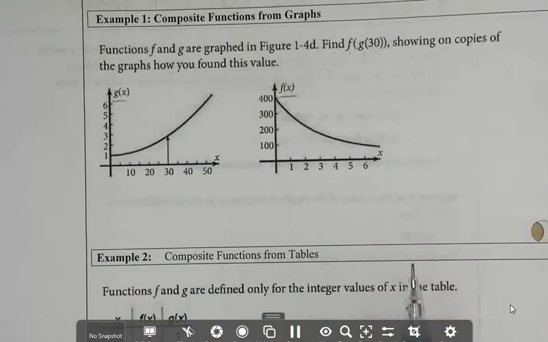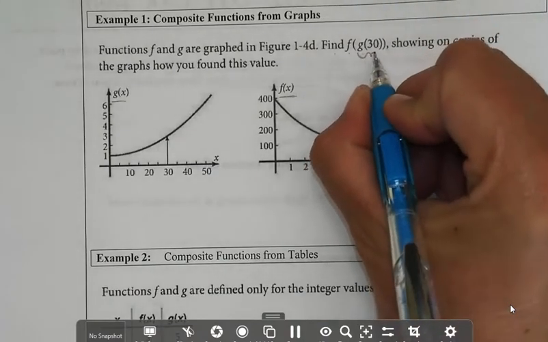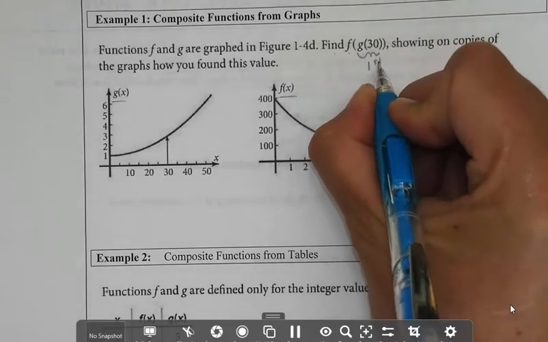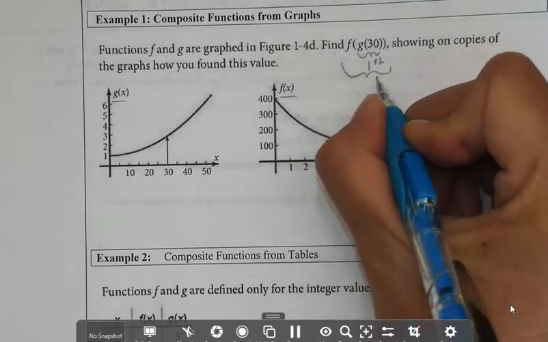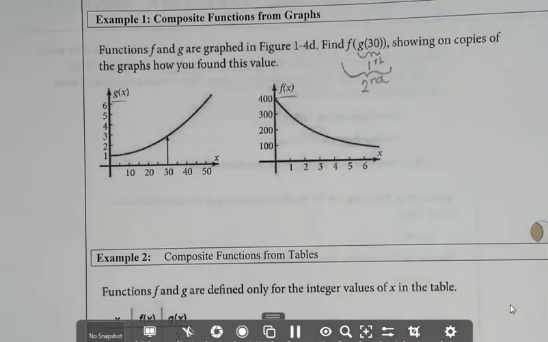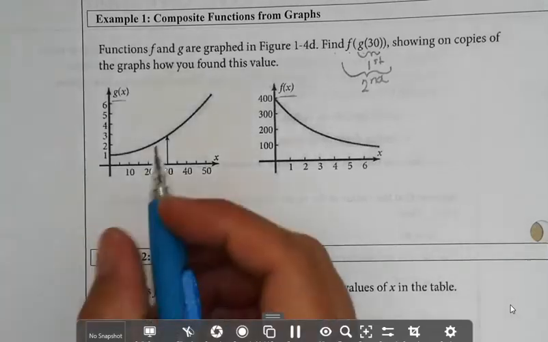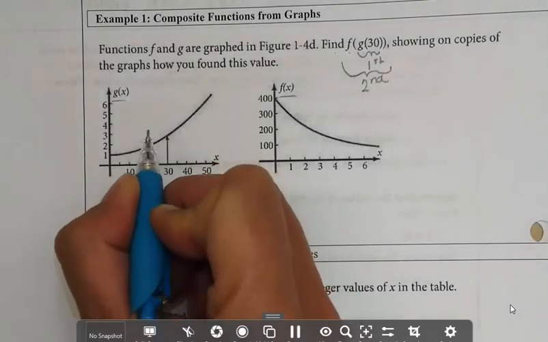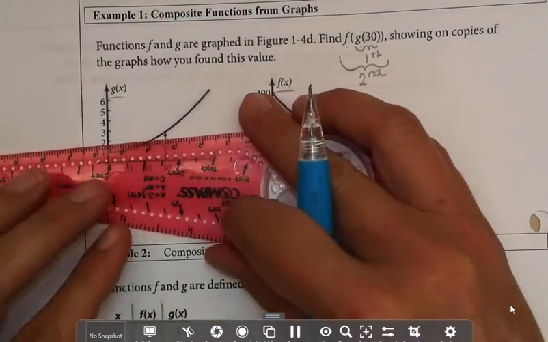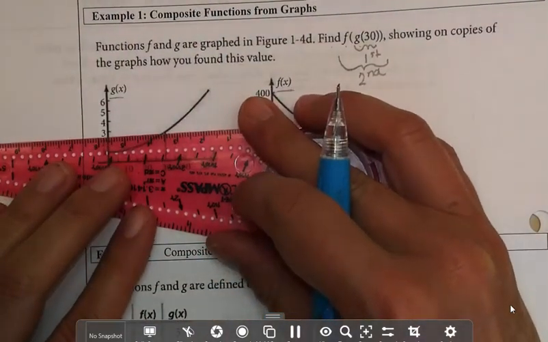You're always going to start with the inside first. So I want to do this first, then I'm going to work my way to the entire outside function. First you do the inside piece, so I have to figure out what g of 30 is. They've already drawn an arrow for me here, and then I'm going to do my best. It might be helpful to have a straight edge to figure out where that crosses.